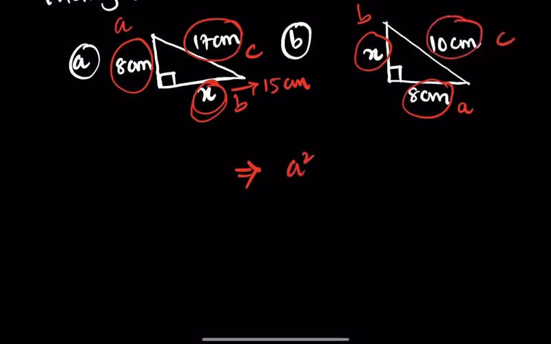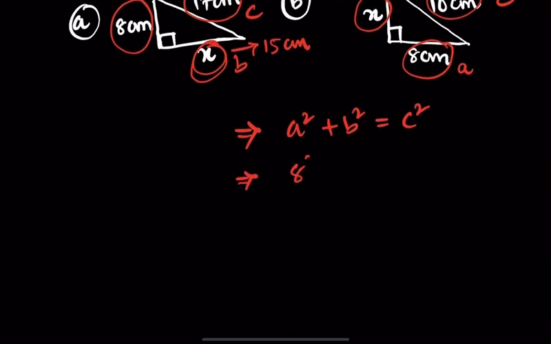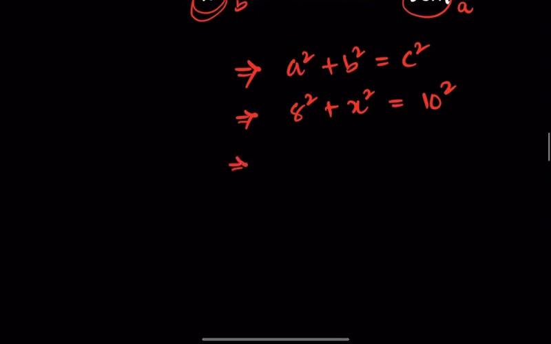So a squared plus b squared is equal to c squared. a squared is 8 squared, b squared is x squared, and c squared is 10 squared. 8 squared is 64 plus x squared, and 10 squared is 100.